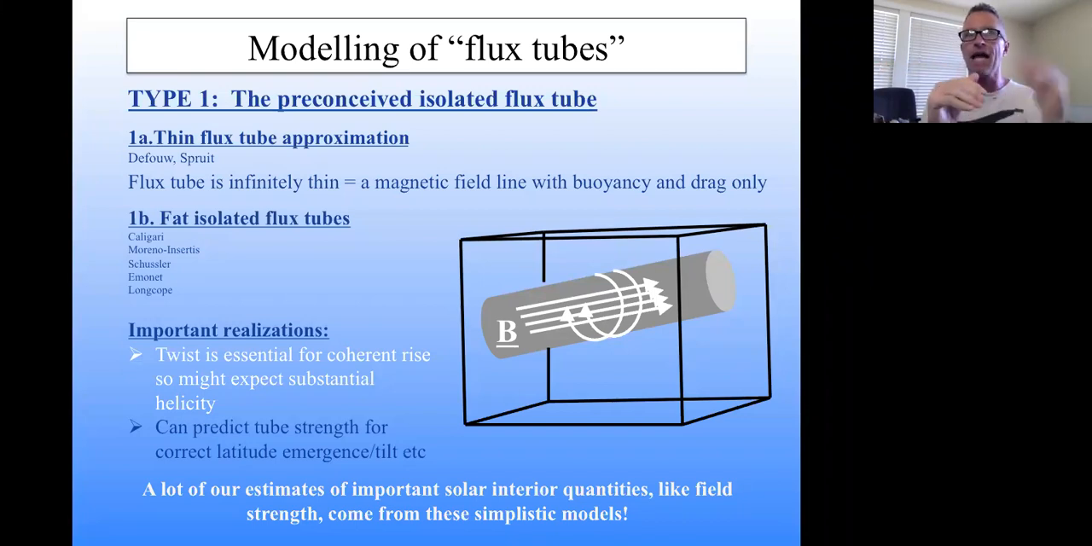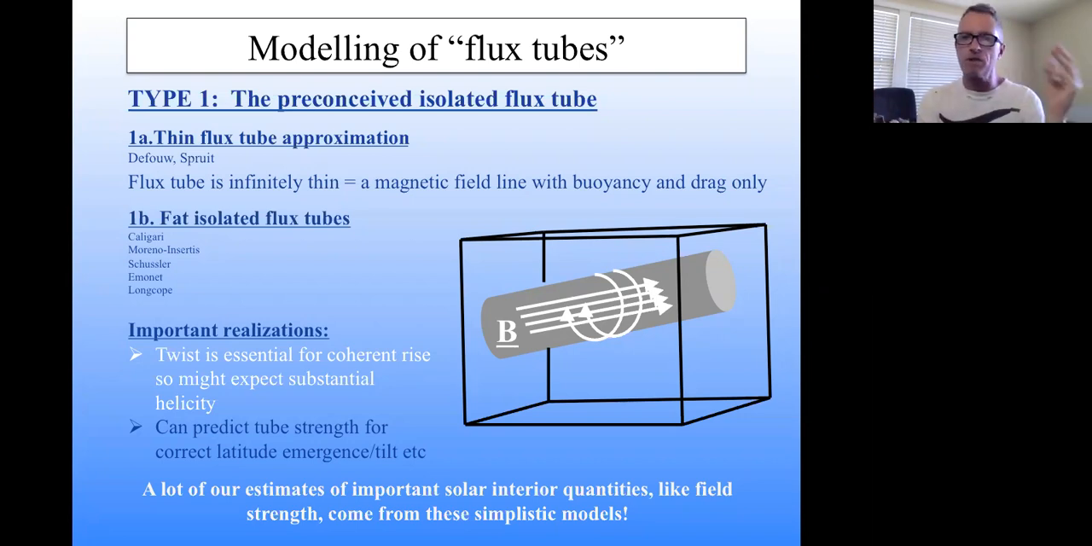We can explain, or we can come up with some ideas of why things emerge at certain latitudes, or what the field strengths have to be for things to emerge at the latitudes that they do, for example. These things may be completely wrong because the dynamics of that may be completely wrong. But it's a simple model and it gives some ideas, and people have looked at that for years.